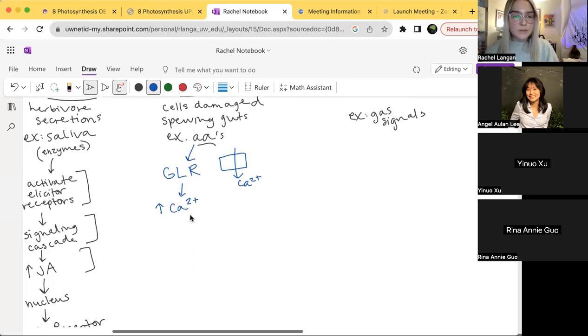That's going to do two different things. Number one, it's going to depolarize the cell. And it's also going to activate calcium gated chloride channels.